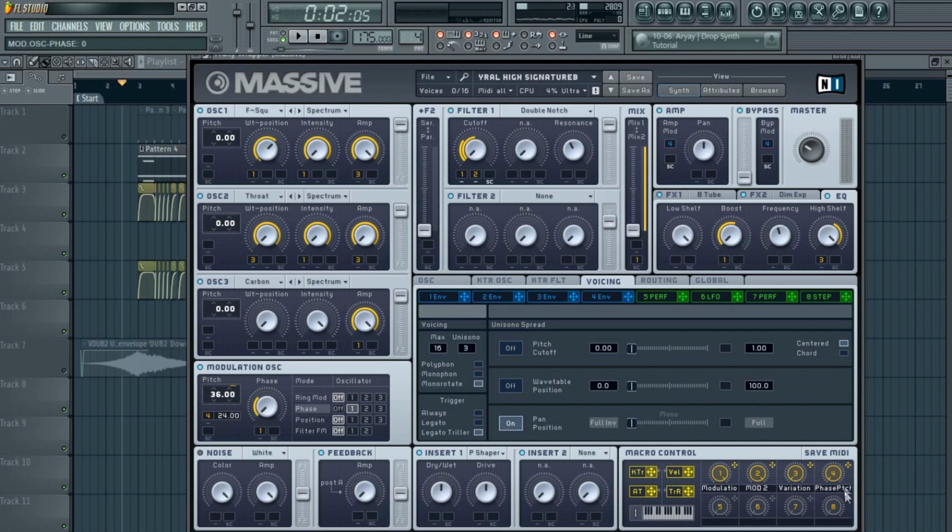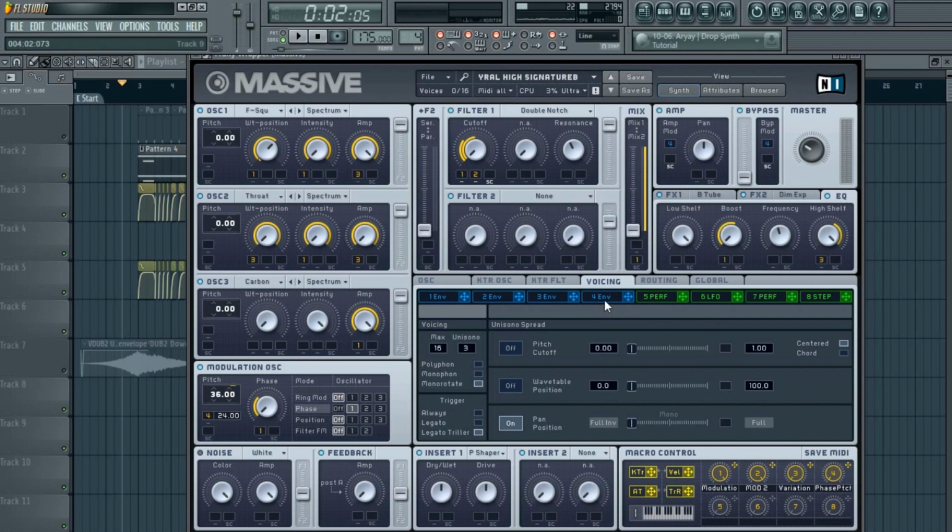And the fourth macro would control the pitch, not plus minus 24 actually, but would control the pitch up to plus 24 for the modulation oscillator. And so I think that's the whole sound done.